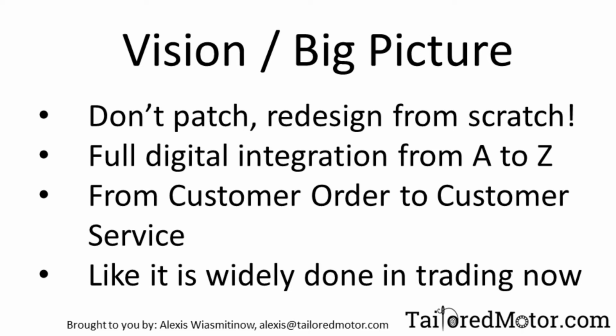What you really need is a full digital integration from A to Z, which means from the customer order to the customer service. Because first the customer orders, then you produce, then you ship that stuff, and once the customer has it, maybe he needs some service. And if he needs some service, usually you get back to point one, where you have to produce and ship something or modify something. So that's the big picture.